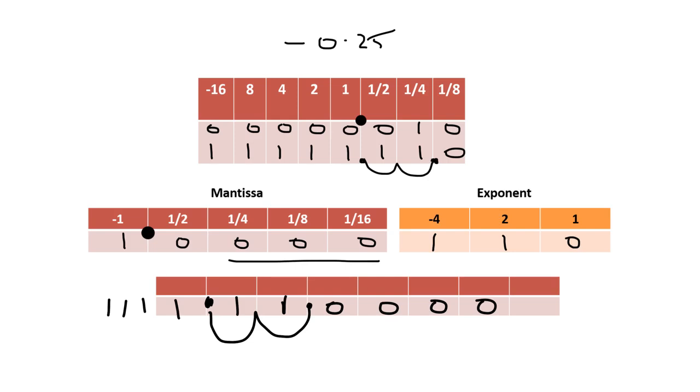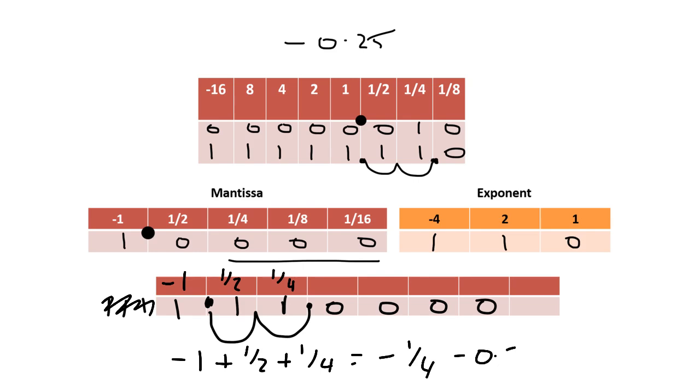Okay, so where are we? Back out on the number line. This is representing -1. This is representing a half. And this is representing a quarter. And don't worry about these bits here. They were just for illustrative purposes. Okay, so we've got -1 plus a half plus a quarter equals minus a quarter, minus 0.25.